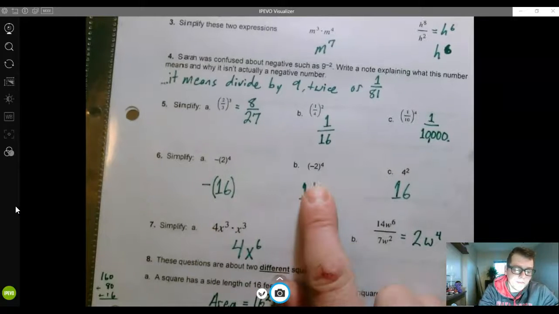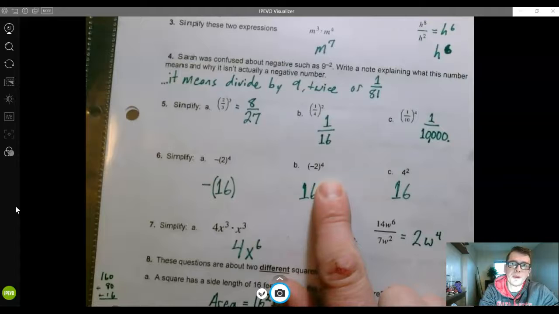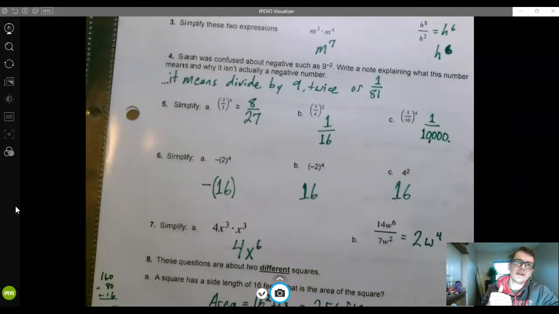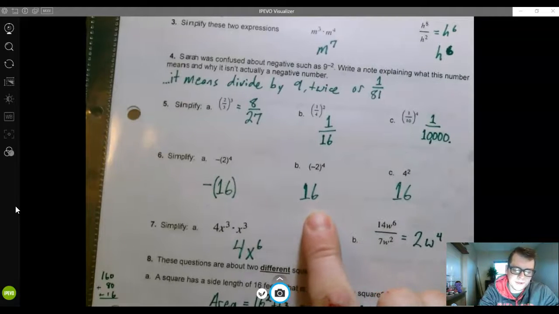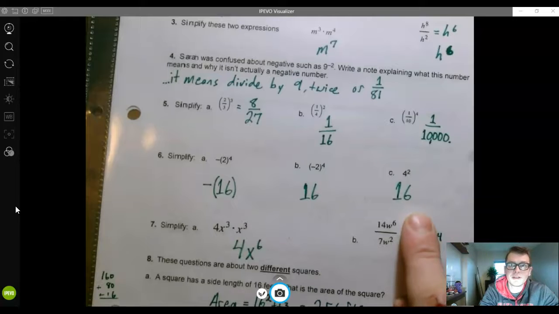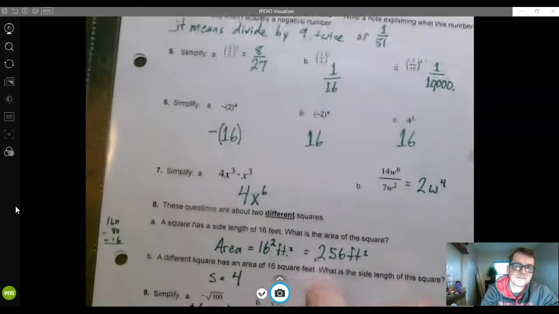Negative 2 to the 4th power, however, is a negative 4 times, right? A negative times itself 4 times total. So that's going to cancel out and become positive. So that actually becomes positive 16. And then 4 squared is also just positive 16.